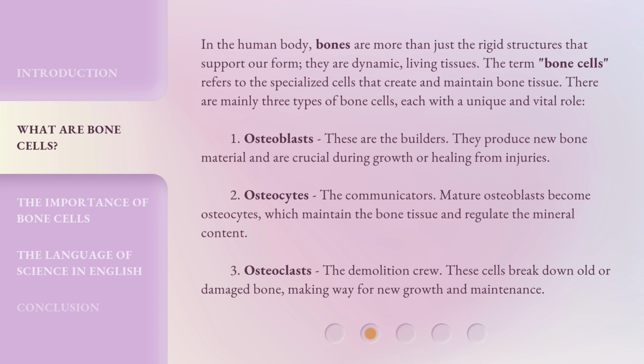1. Osteoblasts. These are the builders. They produce new bone material and are crucial during growth or healing from injuries. 2. Osteocytes. The communicators. Mature osteoblasts become osteocytes, which maintain the bone tissue and regulate the mineral content. 3. Osteoclasts. The demolition crew. These cells break down old or damaged bone, making way for new growth and maintenance.